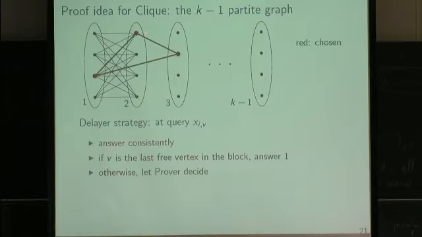Suppose the partial configuration that you have in the game is this clique. So you have chosen these three vertices. And now suppose that you ask this green vertex here. Then what the delayer should do is of course say no, because otherwise you will immediately get a contradiction, because there's no edge here.